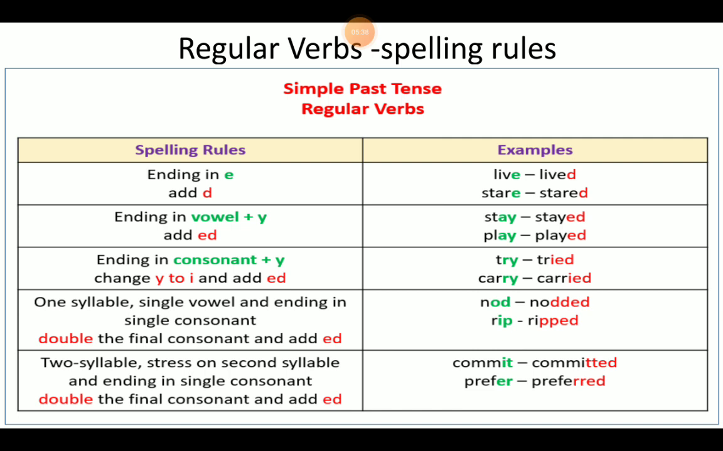And if it is a two syllable word, the stress is on the second syllable, and it ends in a single consonant, we should double the final consonant and then afterwards we have to add ed. For example, commit, here the ending letter is a consonant and before that we have the vowel I. Here we should double the consonant T and then afterwards we have to add ed, right?